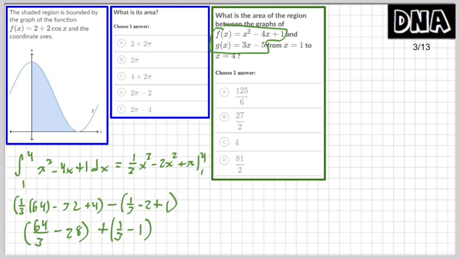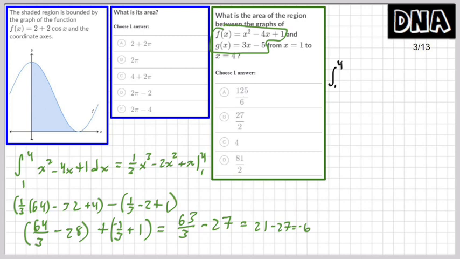So if I add the opposite, I get 63 over 3, and I get 27. 63 is divisible by 3, so now we get 21 minus 27. I get negative 6. That's the area underneath the curve for f. Now we got to do the same thing for g. Let's do g over here.